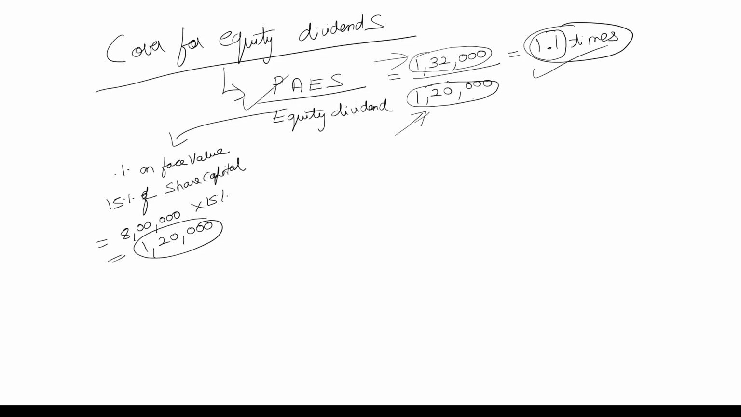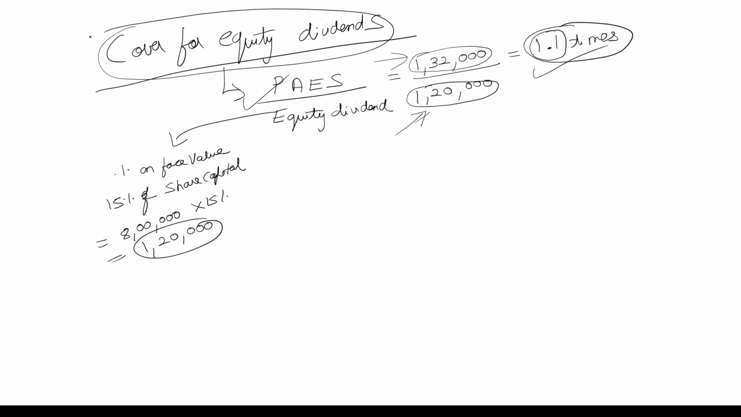For example, instead of 1,32,000, let's say the PAES was 2,40,000, then the cover would have been 2 times. So the company wants 1 unit of payment and the company has 2 units for that. But here that's not the case, it's just 1.1 times, so it just has a little more than what it wants to pay. So that is how we understand cover for equity dividends.